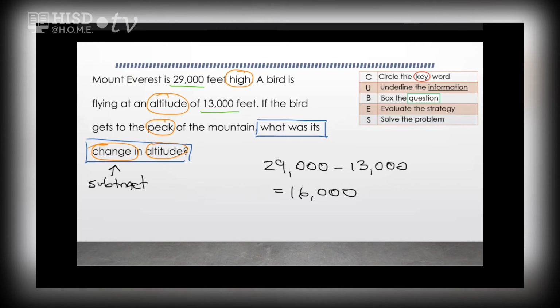And now it says solve the problem. Remember that solving the problem is getting an answer in a complete sentence and making sure that it makes sense. So I can say that the change in altitude was 16,000 feet.